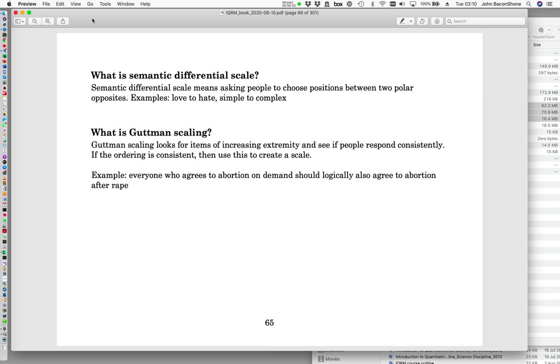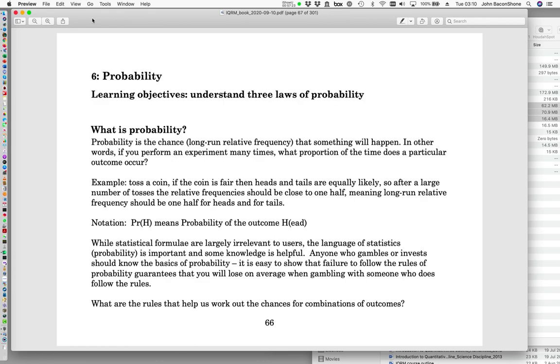So that means we essentially now have a 3-point scale: those who never agree to abortion, those who only agree to abortion after rape, and those who agree to abortion after rape and on demand, right? So logically, that's what we should get. So if we had somebody who says they agree to abortion on demand but not after rape, that probably means that person is not reading the questionnaire carefully. Okay, so that brings us to the end of chapter 5.